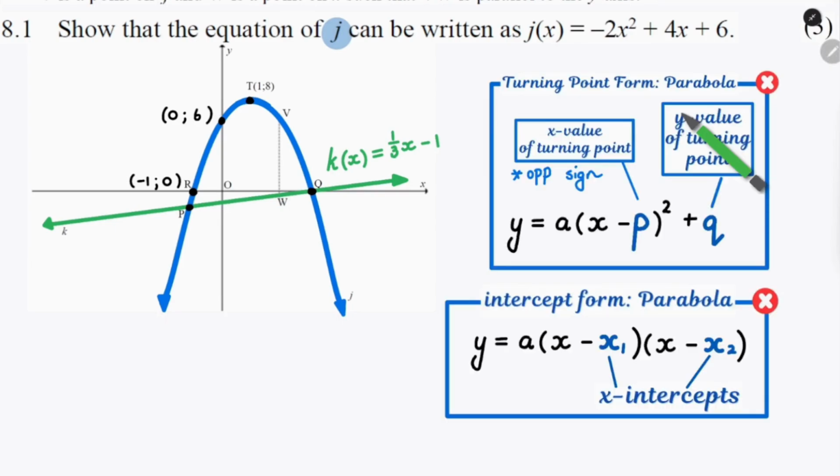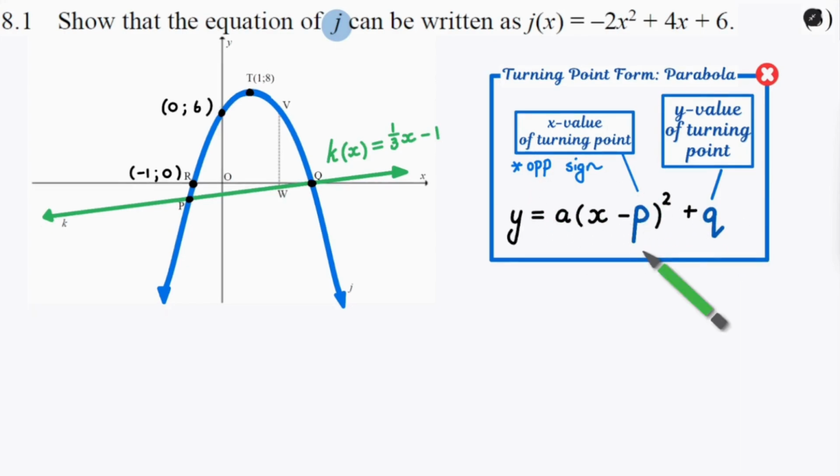Now there are two equations I can utilize to do that. I can use my turning point equation or my x-intercept equation. I think I'm going to use the turning point equation because I have the turning point. I've got one x-intercept but not the other. So I'm not going to go for this one. And we're going to use the turning point form.